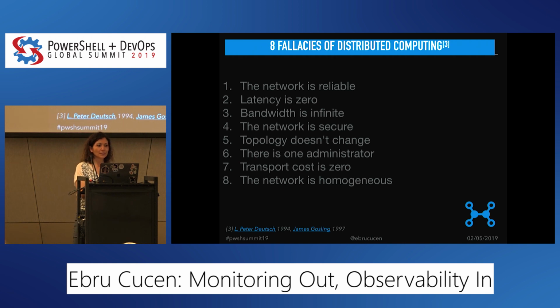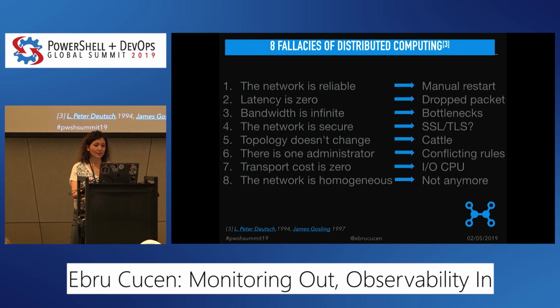The transport cost is 0. This is partly interpreted as needing to lay out a network, which is not the case anymore because it's all cloud. But in terms of input-output, I/O, CPU, we still need to pay money. And the network is homogeneous is not relevant anymore because it's all heterogeneous, even when you're at home. These are not relevant anymore.